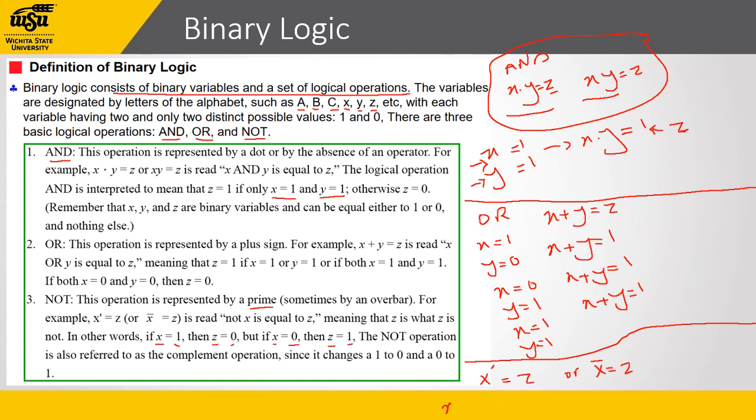For example, let's assume that X is equal to 0. X not equals 1. If X is equal to 1, then X not, or X prime, the other representation, is equal to 0. And these are the three binary logic operations that we're going to really work with, and we're going to have a lot of interactions with them in this course.